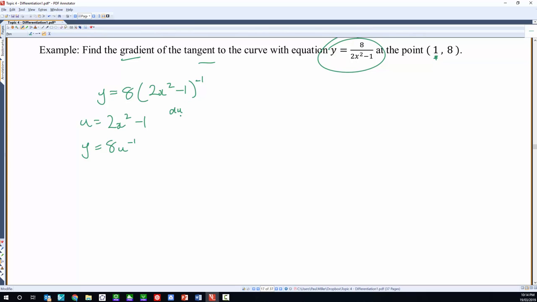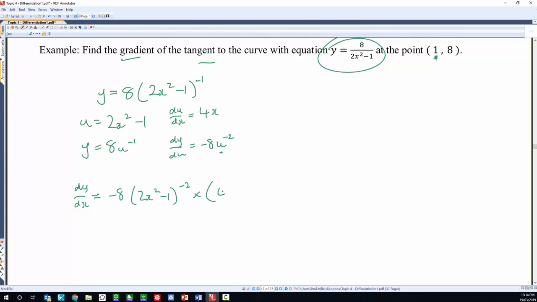All right, let's work out du dx equals 4x, and our outer function is dy du equals negative 8u to the neg 2. Right, so let's grab our derivative. dy dx, remember, is the derivative of the outer, which is this one here, -8. I'm not going to put down u. I'm going to replace it with this thing here, to the -2, multiplied by, again, in brackets.